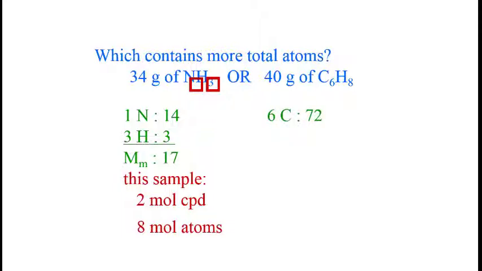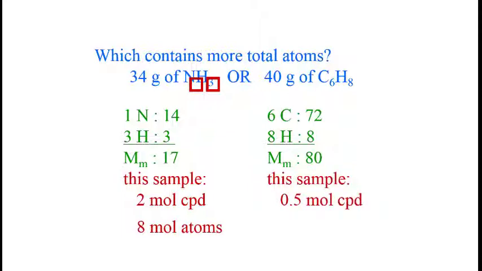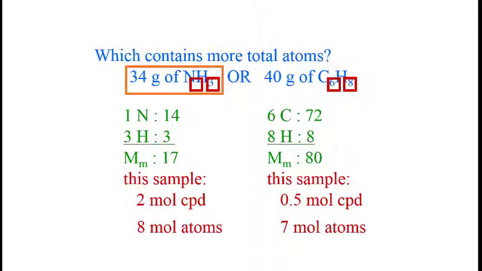6 carbons and 8 hydrogens lead to a molar mass of 80 grams per mole for C6H8. This 40-gram sample is 1/2 of a mole of compound, but we need to know about atoms. The chemical formula tells us there are 6 carbon atoms and 8 hydrogen atoms in one molecule. This adds to 14 total atoms per molecule, or 14 moles of atoms per mole of compound. This half mole of sample then must contain 7 moles of atoms. Estimation tells us the NH3 sample contains more atoms.